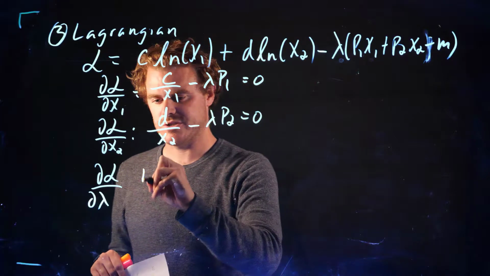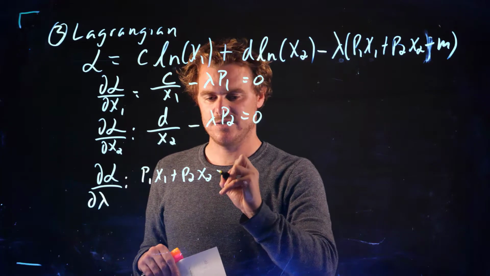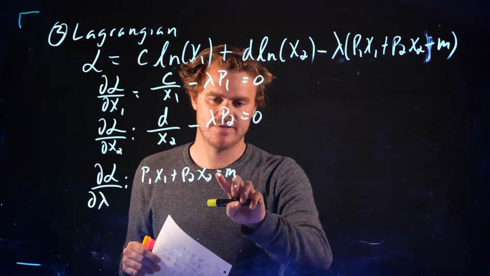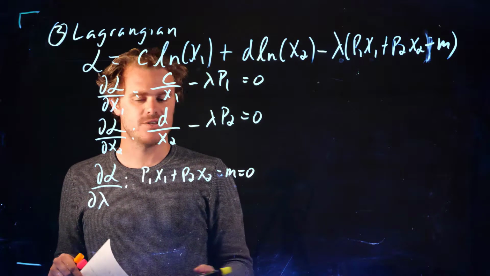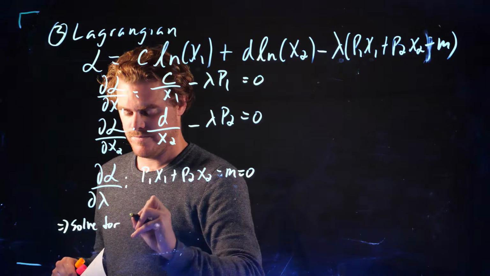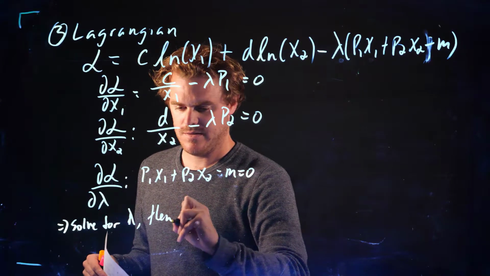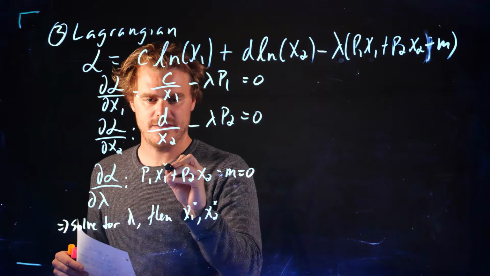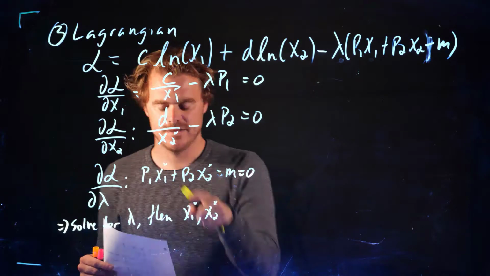And remember, this is just our budget constraint: p1 x1 plus p2 x2 equals m, or minus m equals 0. That's an easier way for you to think about it. So we're going to solve for lambda, then x1, x2. I guess these are like the optimal amounts. So these are starred, these x1s and x2s.